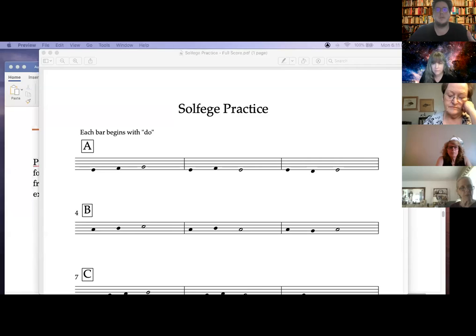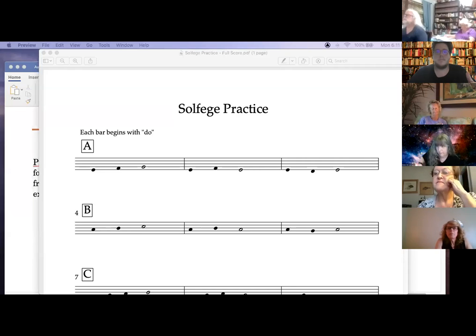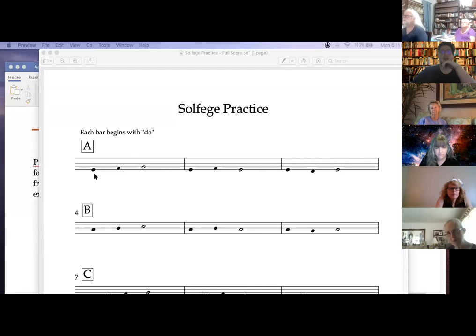Let's take a look at that here. If you can see our solfege practice sheet, nod your head, please. Perfect. So each bar starts on do, and your do can be anything you choose. So if I'm going to sing you line A, it goes a little like this. Do, re, mi, do, re, do, do, ti, do. So on line A, do is clearly the bottom line. We can all recognize that, right?